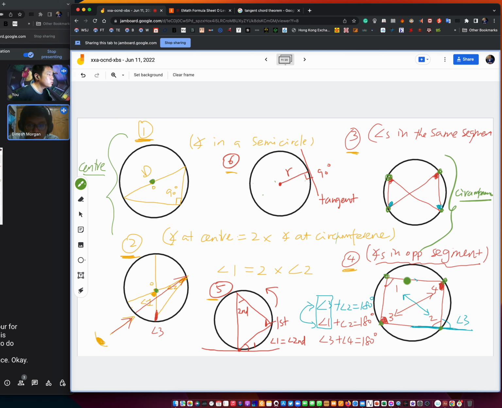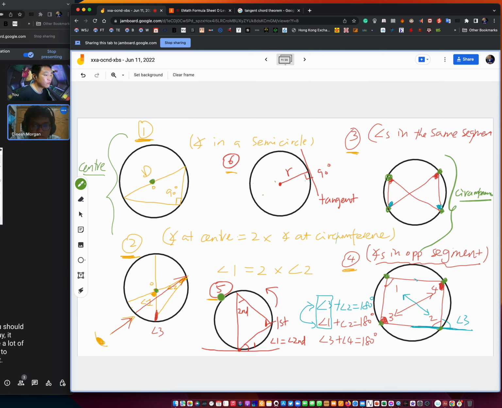Okay, so if you see 4 angles on the circumference, then you think of 3 and 4. Okay, and if you have angle at center, then you think of 1 and 2, right? Then of course this 6, tangent to the radius is 90, I will say 6 is a giveaway. It's like you should know it. It doesn't take a lot of brain power to remember it.